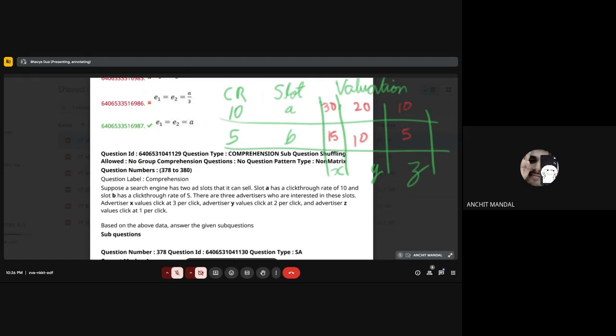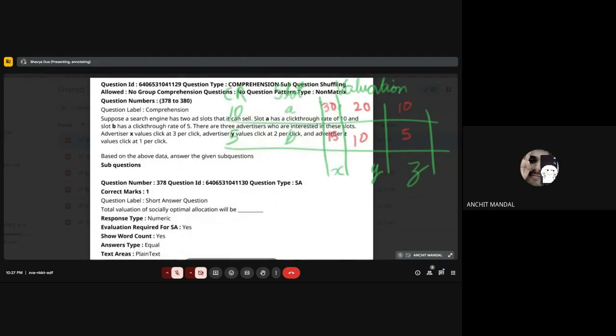Absolutely correct. So 30 plus 10, 40 total valuation. Socially optimal valuation is 40. Socially optimal allocation is 3 into 10 plus 2 into 5, which is 40.